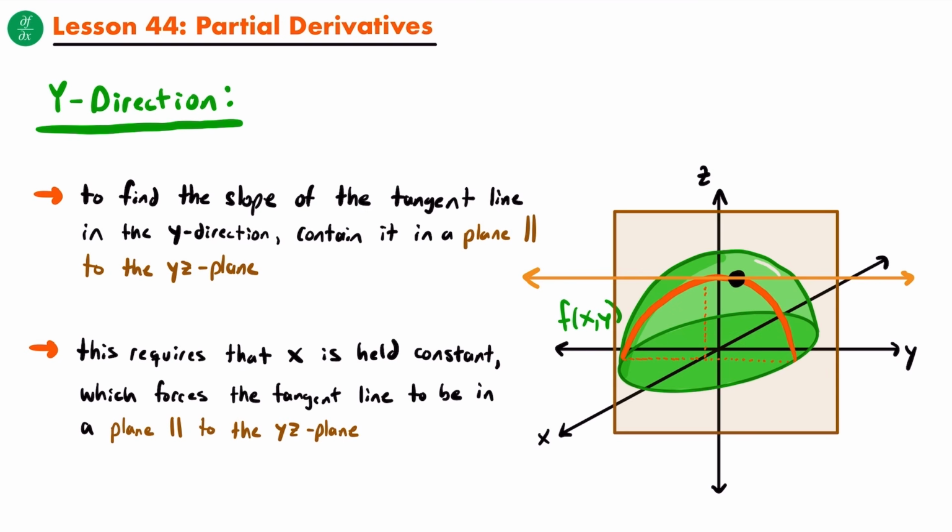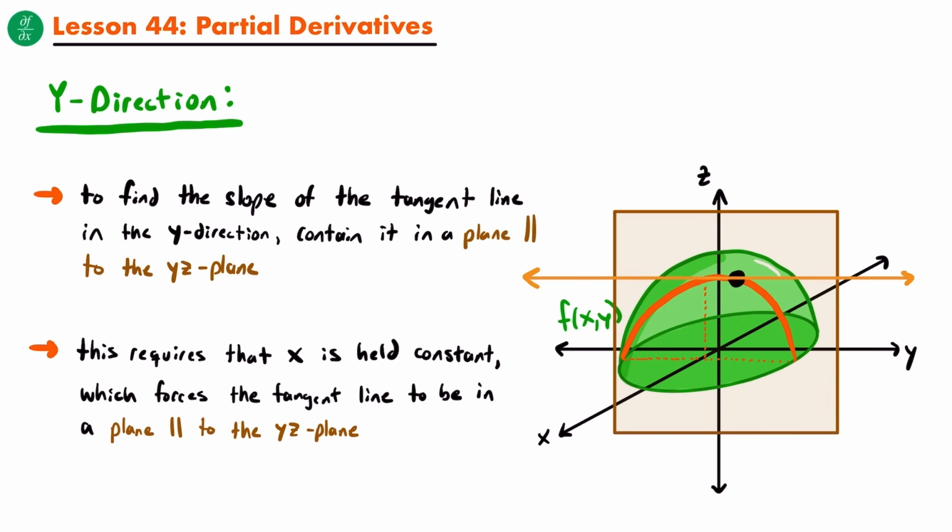This is conceptually what we need to do if we want to find the slope of a tangent line on a surface at a point in the x direction and the y direction. In order to find those two slopes, we have to give the tangent line a direction. We have to restrict it to one particular direction by containing it in a plane, either in a plane that holds y constant or in a plane that holds x constant. And this concept of treating one independent variable as constant and as a result forcing the tangent line to be in the direction of the other independent variable is what we call a partial derivative.